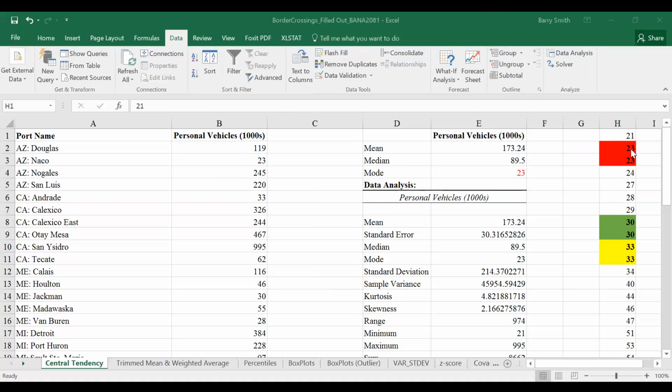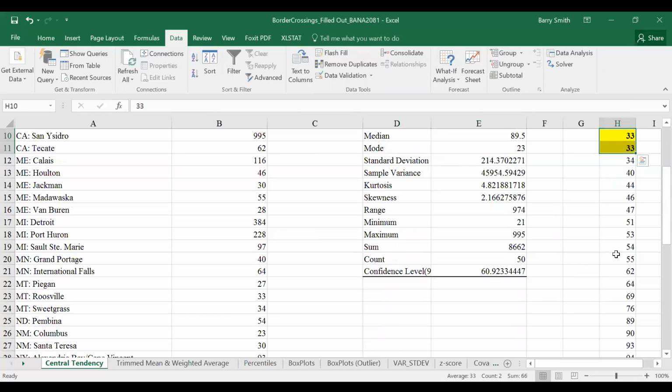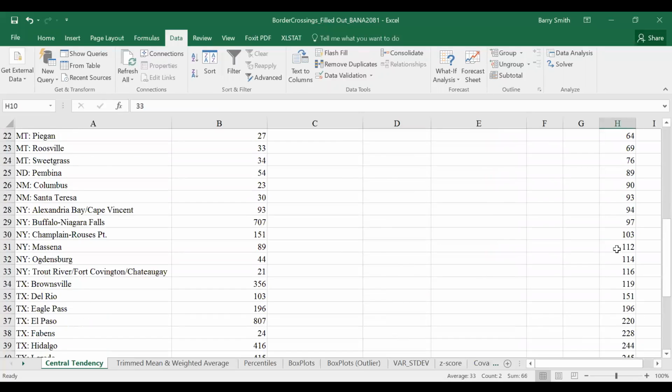So 21, then we have two 23s, which is good because that matches here. And we go down a little bit further, all of a sudden we have two 30s, and we have two 33s, and we go through the rest of the data, there's nothing.